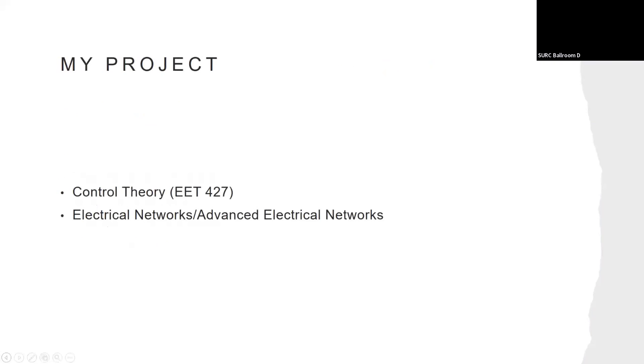So my project is all about control theory, focused on the class for my major called process control, which is EET 427. And it also concerns a little bit of the two classes that precede it, electrical networks and advanced electrical networks. Those two are about circuit analysis, not like computer networks. So make sure you keep those two distinct for yourself as I dig into it a little bit.